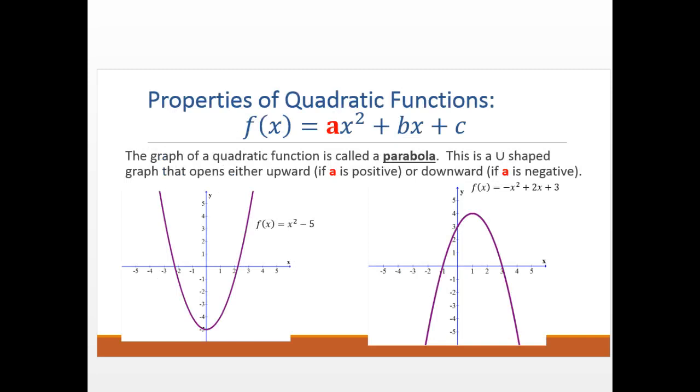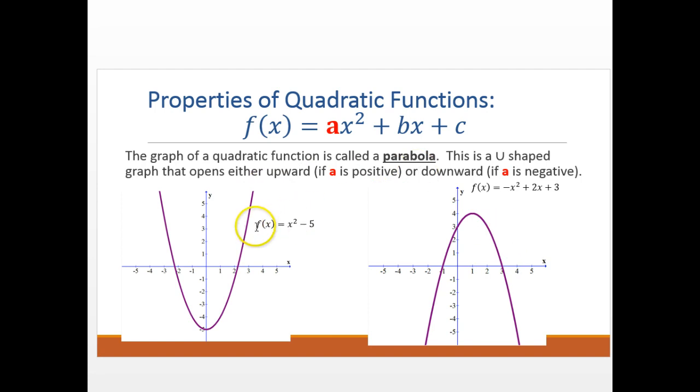Well, let's talk about the properties of a quadratic function. We have f of x equals ax squared plus bx plus c. Let's talk about this a. The graph of a parabola, or graph of a quadratic function, forms a parabola. This is a U-shaped graph. It opens either upward if a is positive or downward if a is negative.